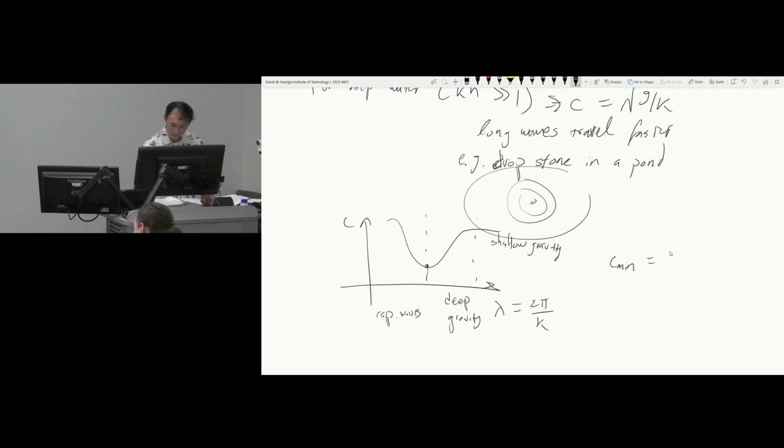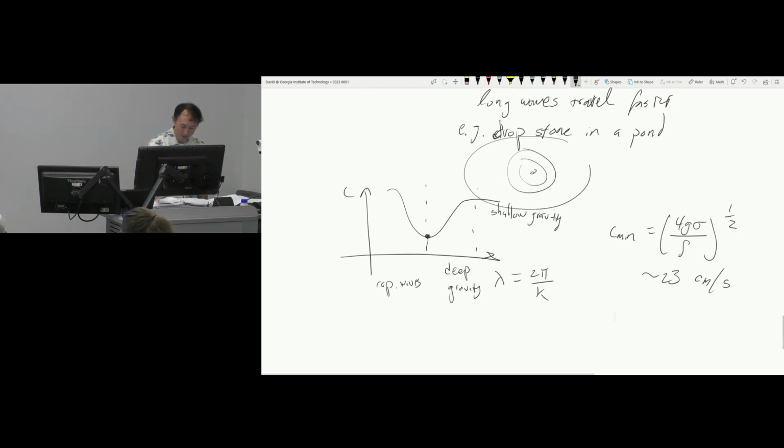It's 4g sigma over rho to the 1/2 power, which I think is around 23 centimeters per second. So basically, if you want to actually generate waves, in steady state theory, you have to be at least as fast as this. If you have a duck that's traveling at constant speed, and it travels slower than this, you don't actually hear the duck coming, because it won't generate waves.